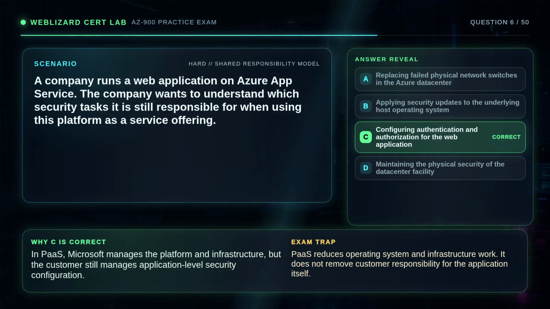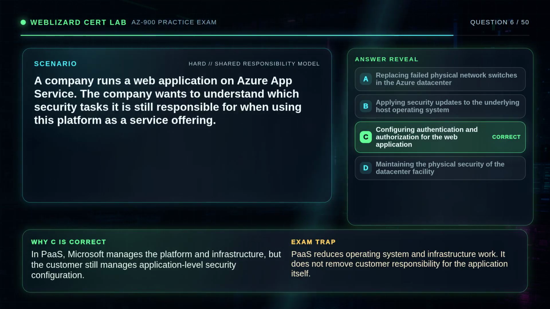That includes deciding how users sign in, which users or groups are authorized, and how the app protects its own data and business logic. The trap is the shared responsibility shift. Moving from infrastructure as a service to platform as a service removes more operating system and infrastructure work from the customer, but it does not remove responsibility for application-level security decisions.